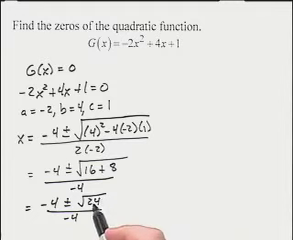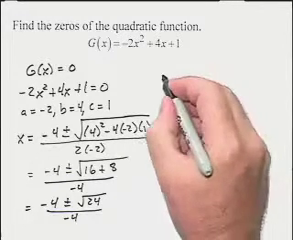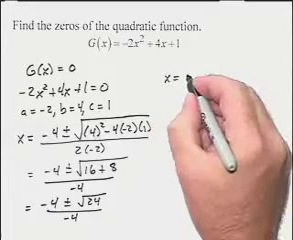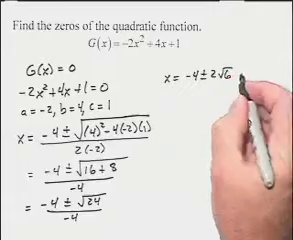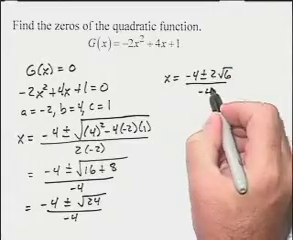You can simplify this radical, as 4 is a perfect square, and that's a factor of 24. We'll end up with x is equal to negative 4 plus or minus 2 root 6, all divided by negative 4.